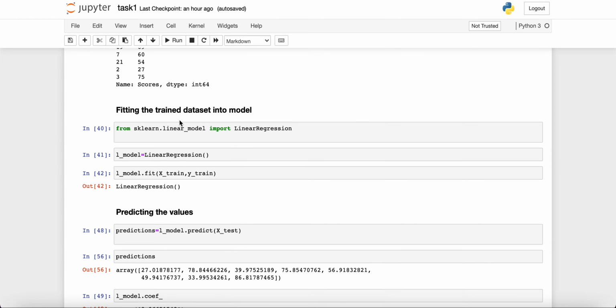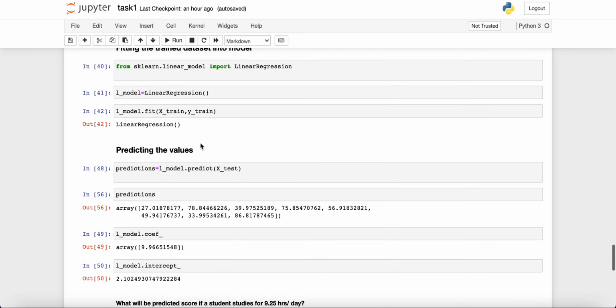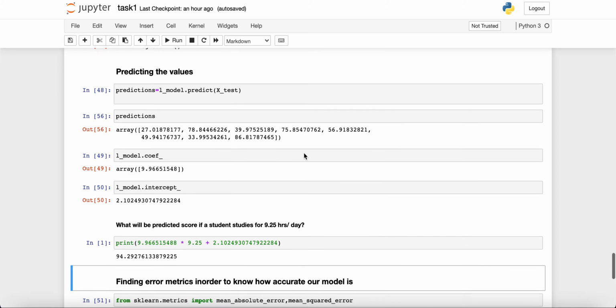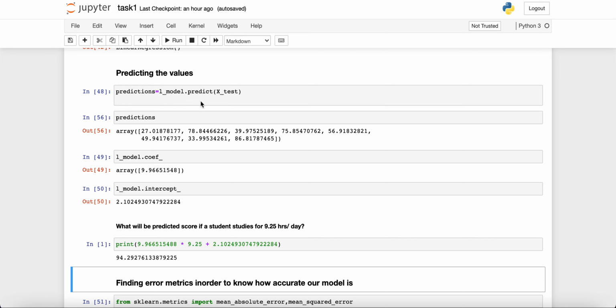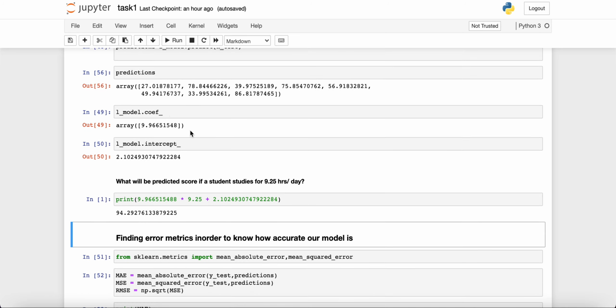Now I train my model using the sklearn linear model and imported LinearRegression. lmodel is the instance of the linear regression model. I fit my training data into the model. Now I find my predictions so that I can check them with my y test. These are the coefficient and intercept for the model which I got.